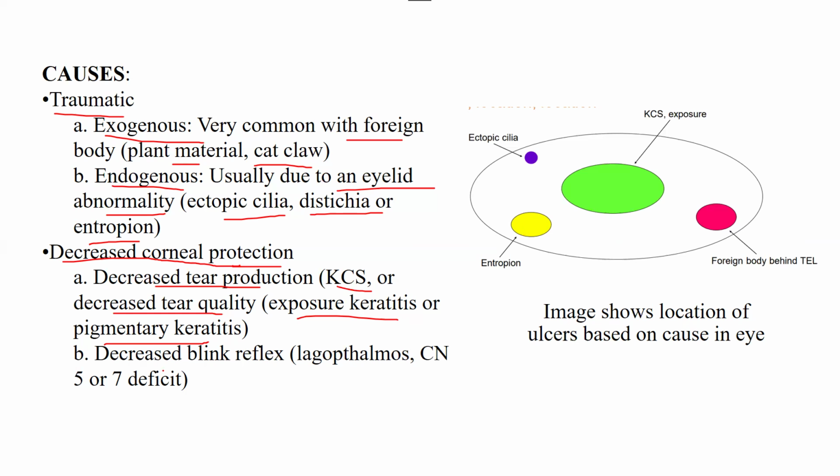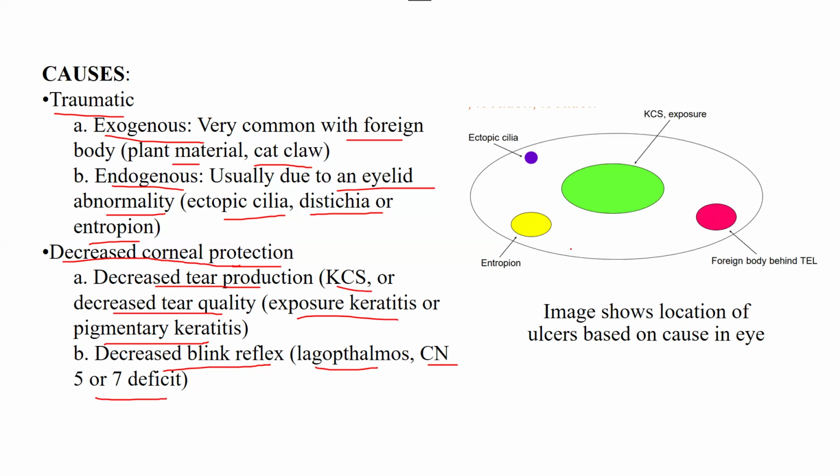Next is decreased blink reflex. If the animal is unable to blink either due to lagophthalmos, we have studied that topic in detail in a separate video, or if there is any cranial nerve 5 or 7 deficit, because these cranial nerves are involved in the blinking reflex of the eye. So when the blink reflex is less, the eye will remain open, and it is exposed to any foreign body or any issue like dryness, leading to ulcers.